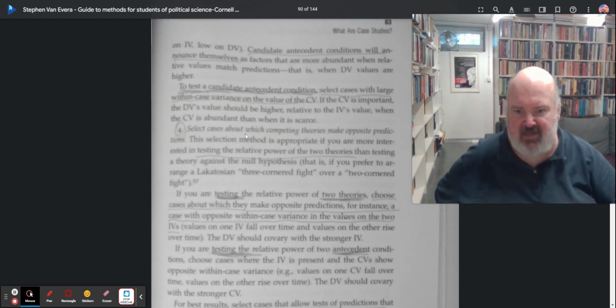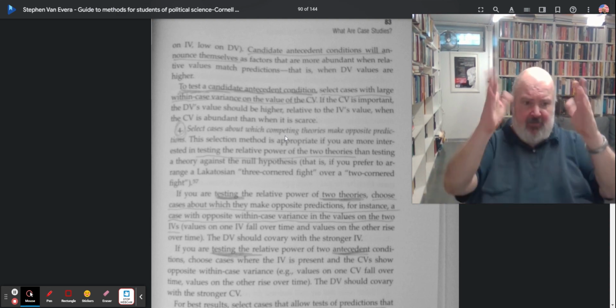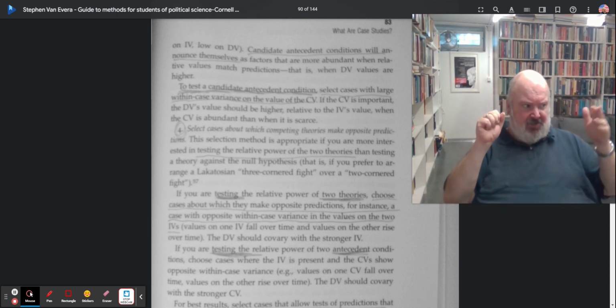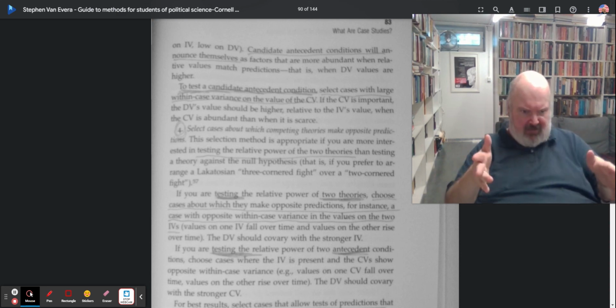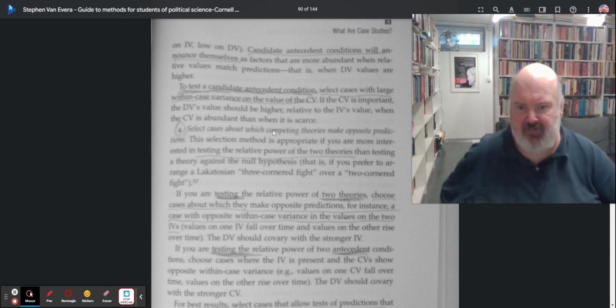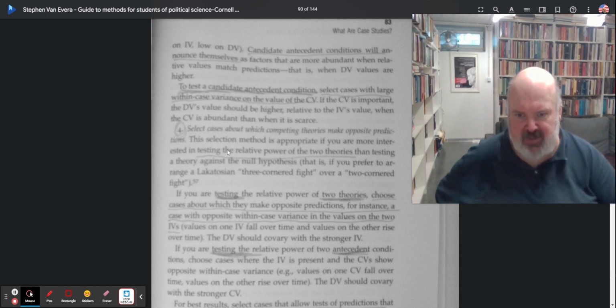Four. Select cases about which competing theories make opposite predictions. Right? In other words, take a case where the theories make opposite predictions. This theory says this should happen, but the opposing theory says otherwise. Look at that case, right?